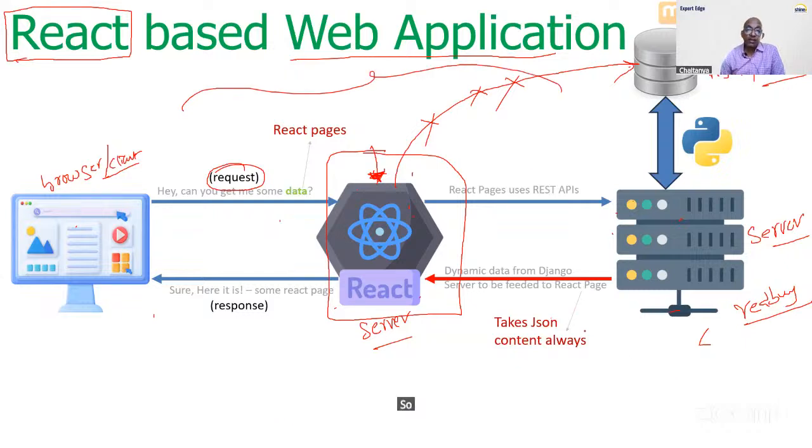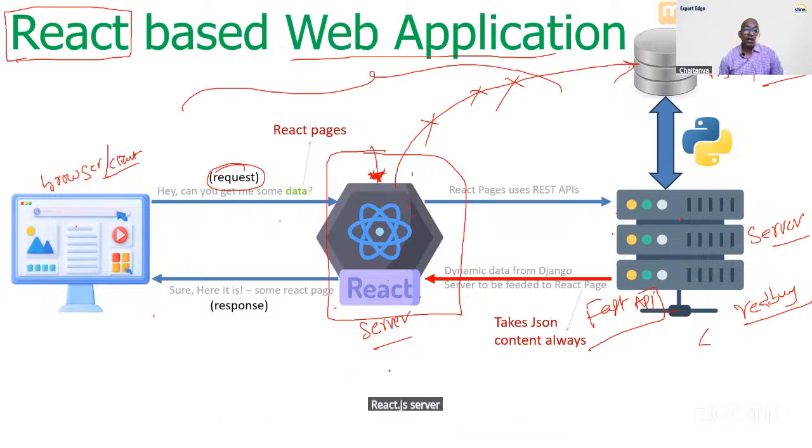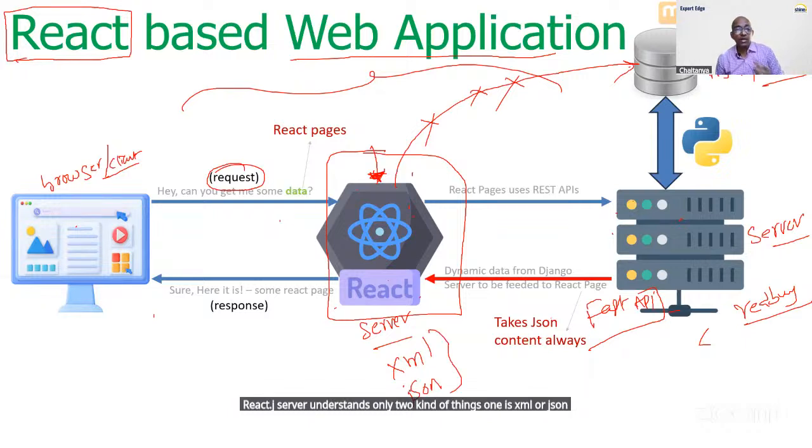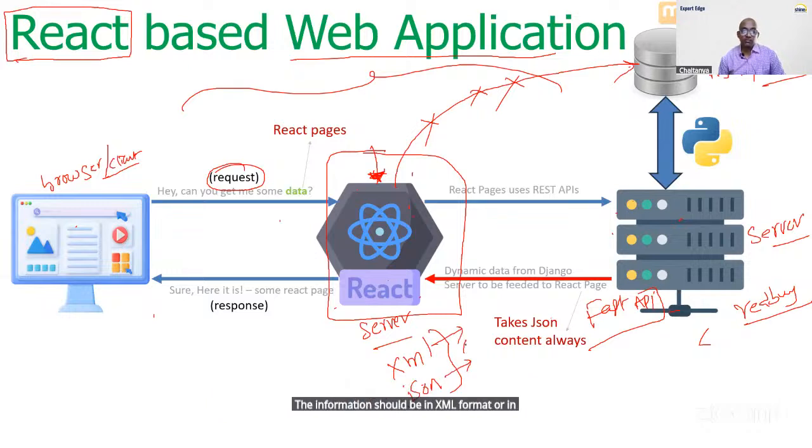Here is where FastAPI comes in, for quickly building the APIs. Whenever the Redbus server is sending the response to React, remember one blind rule. Whenever the React.js server is receiving some response, it understands only two kinds of things: XML or JSON. You send any information, I don't care about it. The information should be in XML format or JSON format. If you send different information, the React.js server will say, guys, I don't understand.